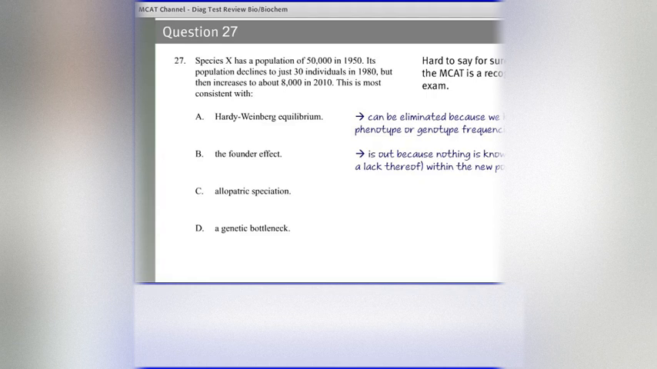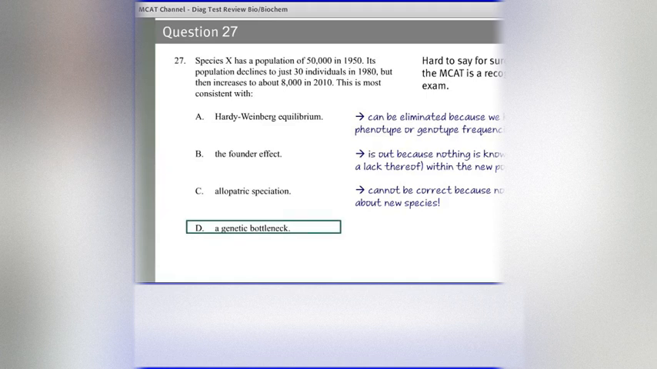Have we created new species in the new subset of individuals? Oh, it didn't say anything about us actually doing that, huh? Well, then we can get rid of it. No new species have been formed. It must be answer choice D, genetic bottleneck.